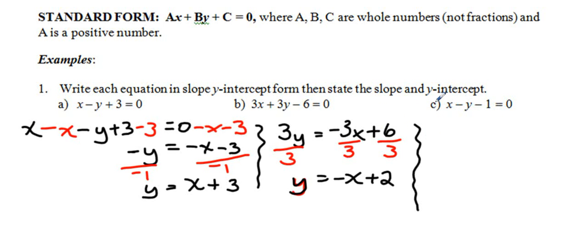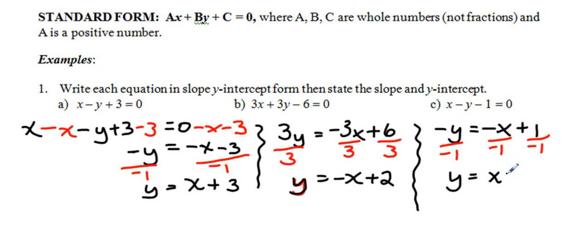So again, this one, we want to move the x over and the minus 1 over, and we want to leave the minus y on this side. So minus y equals, when I move the x across the equal sign, it becomes negative x. When I move the negative 1 across the equal sign, it becomes positive 1. And then I'm going to just divide through both sides by negative 1. So negative 1 here, negative 1 here. So this would become positive y equals positive x. Negative divided by a negative is a positive, and then a positive divided by a negative is a negative.